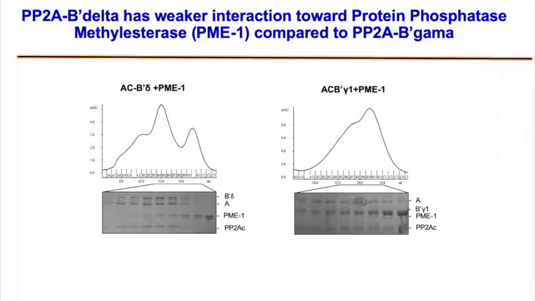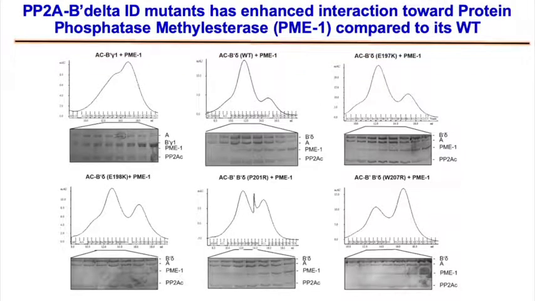However, this is drastically reduced in the B prime delta whole enzyme. So we tried to look at the mutations, and you do see increased interaction. For example, this is the B prime delta with the E197K. The data here is not that great, but we do see some increased interaction for 198K and P201R and the B prime delta 207R. So we do need to make more mutations and examine how they change the interaction.